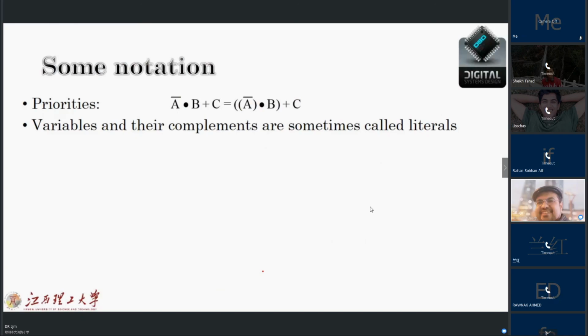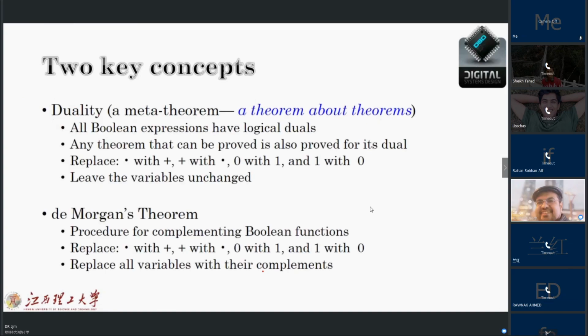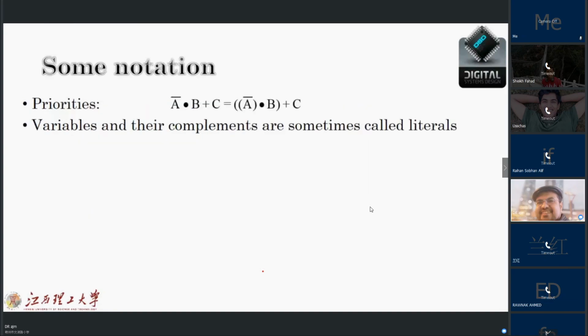One more nice rule that we have in Boolean algebra is like that. A bar dot B plus C can be converted to A bar B plus C. Then the variables and complements we sometimes call literals, and we show it like that.